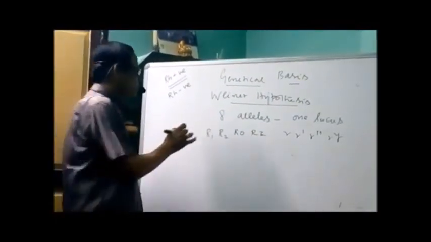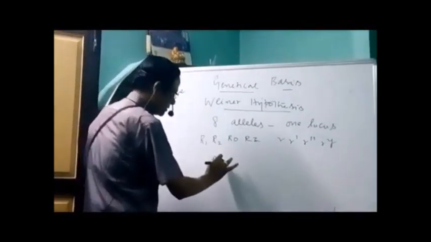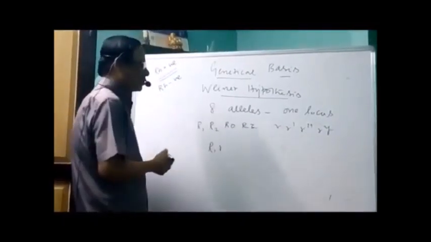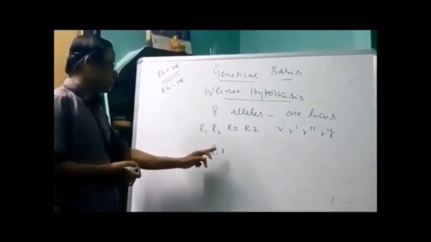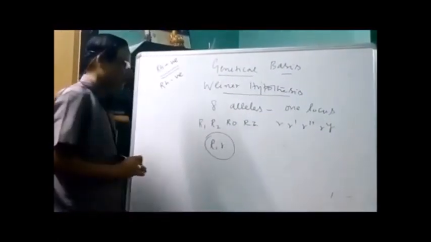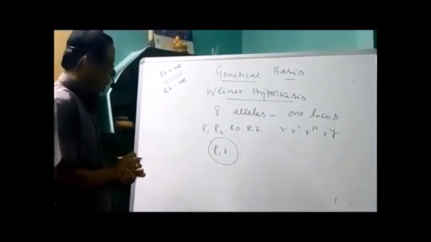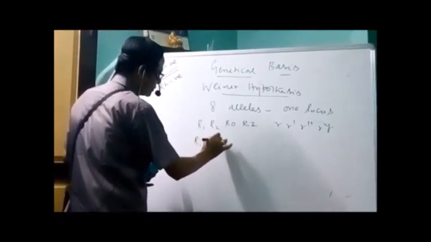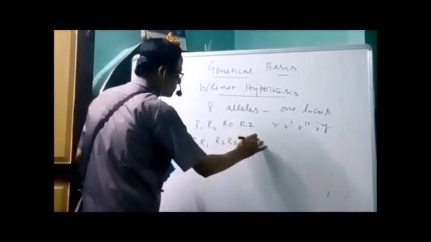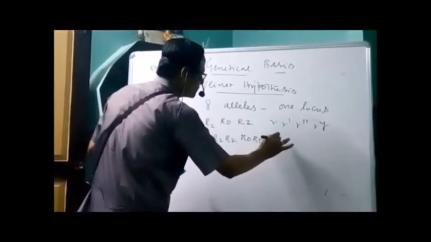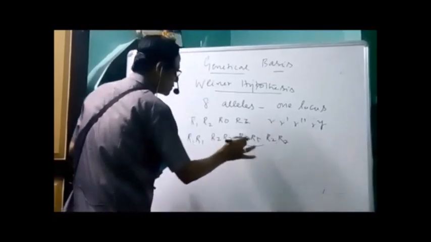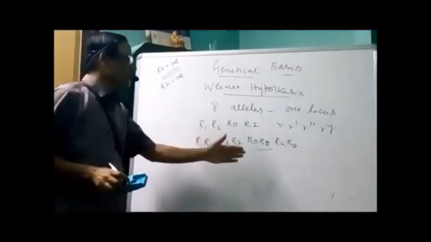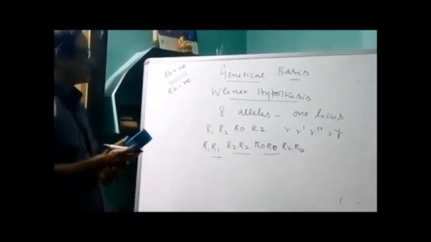So individuals with any one of the dominants, for example R1 with R1, R2 with R2, R0 with Ry, any one we can have. Suppose an individual has the genotype capital R with small r, then he has the ability of producing the antigen. This is the heterozygous condition. Or homozygous individuals, this is also a homozygous condition. All these individuals produce the D antigen, or RH factor.